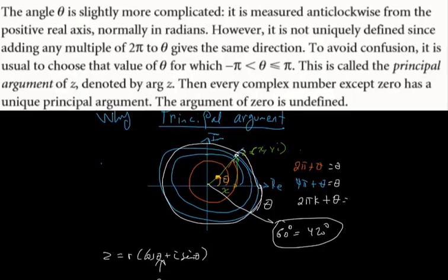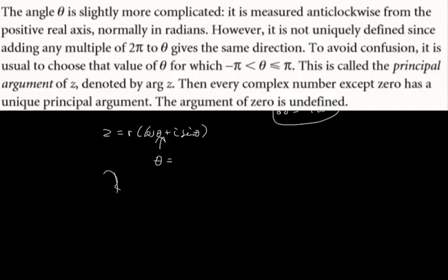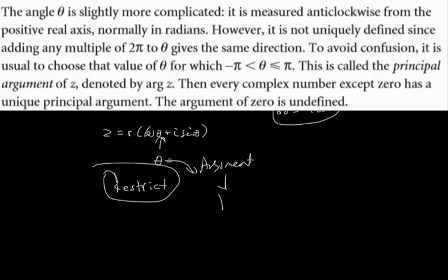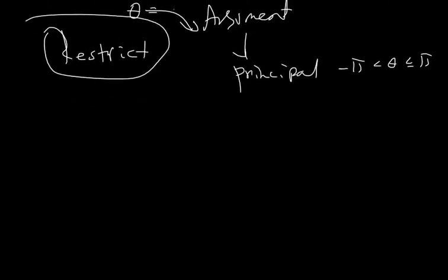To minimize this confusion, we are going to restrict our value of theta. This is an argument, it's not the principal argument. To change any argument to the principal argument, that argument must be between minus pi and pi, just to avoid the confusion. So having this in mind, let's do some problems.